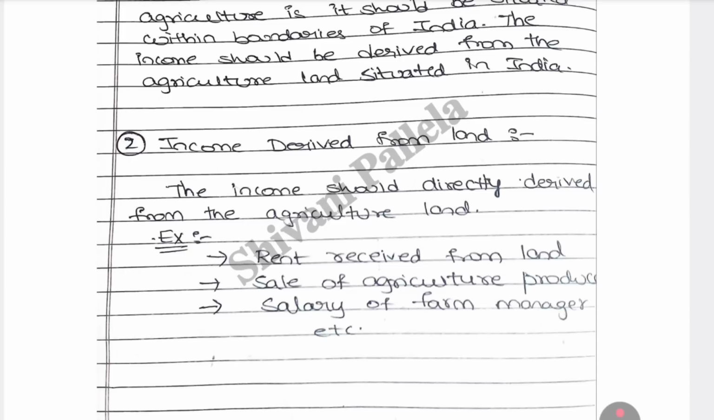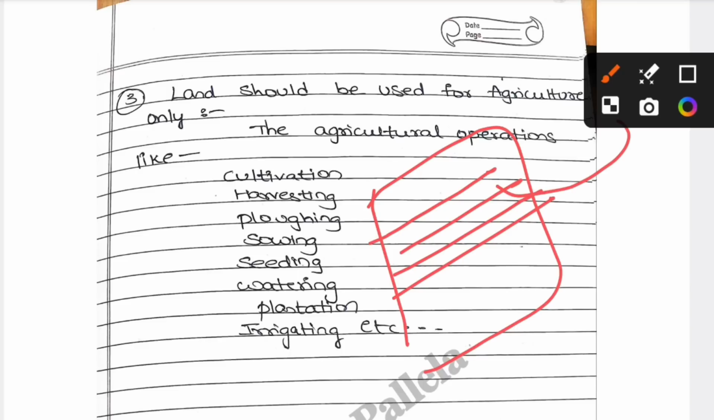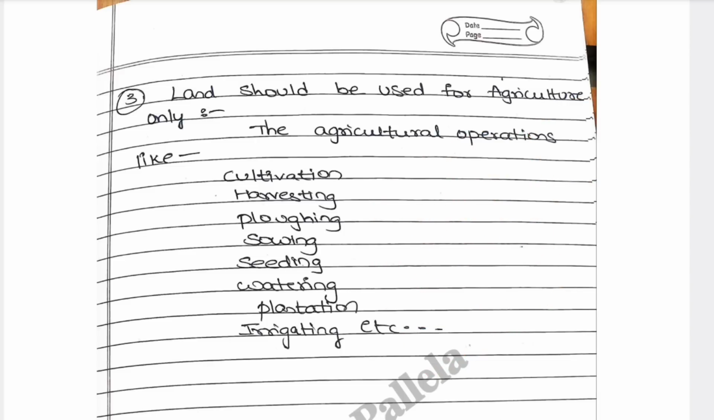So this type of thing is income which is derived from the land. Next, the land should be used for agriculture only. Whatever land you are having, that land should be used only for agriculture activities. For example, you have taken a land and constructed your farmhouse on it. Does it mean that you should not pay tax to the government? It doesn't mean that. You need to pay tax to the government. Why? Because the land you are using should be used for the agriculture sector only, not for your personal use or other things.